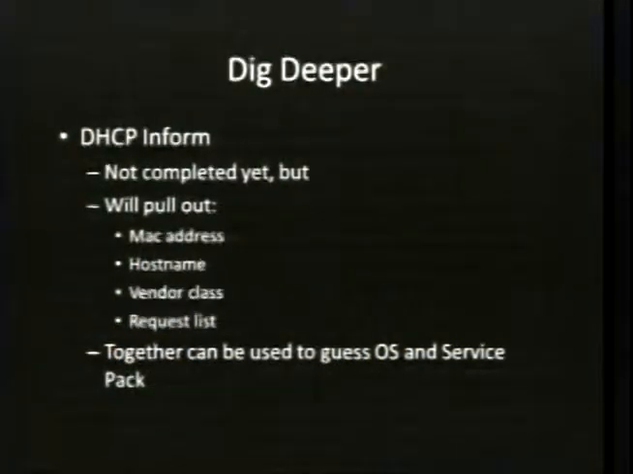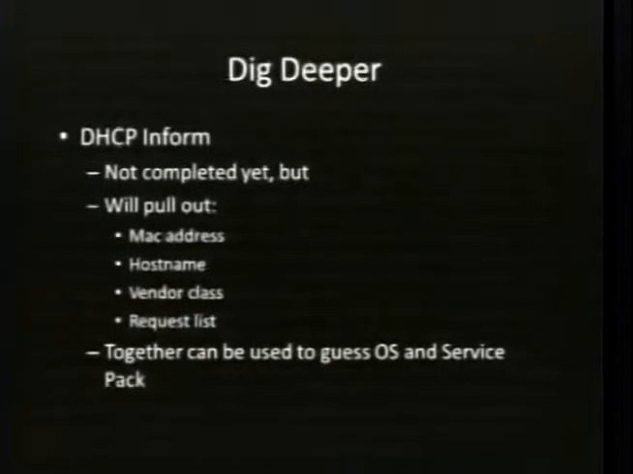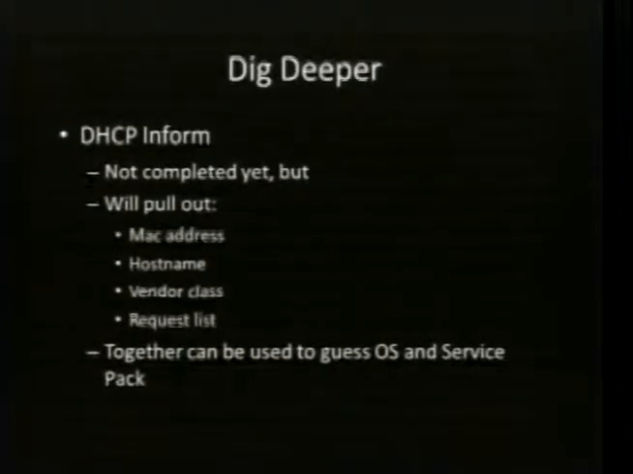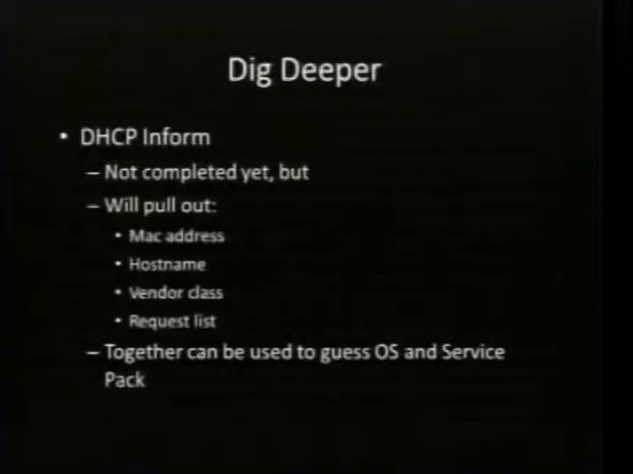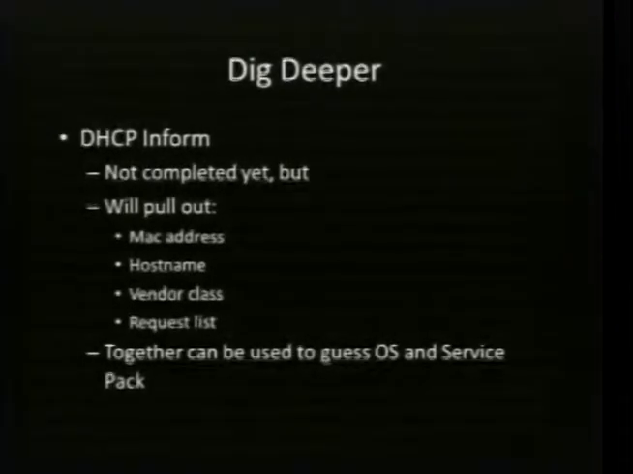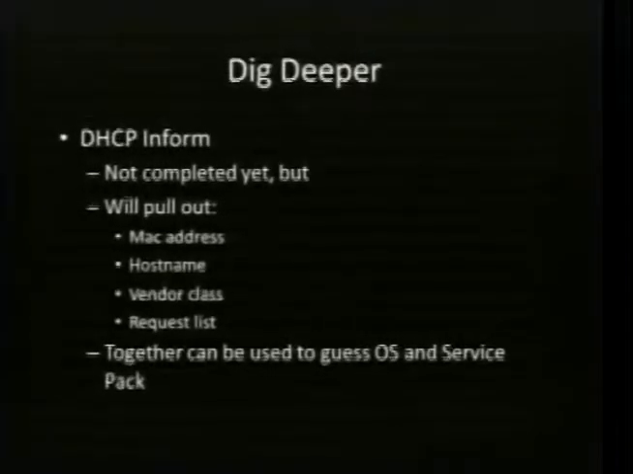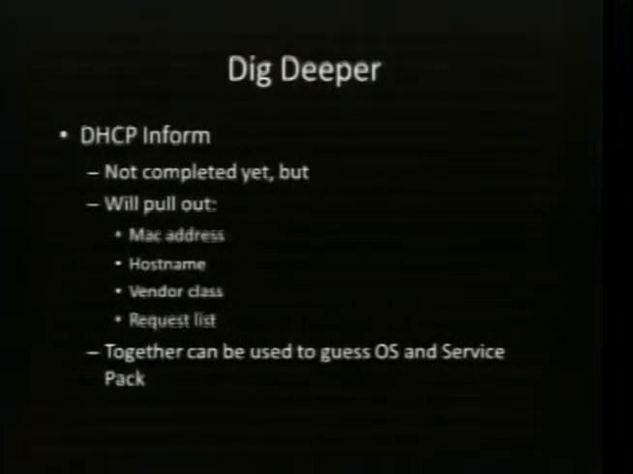So another one is DHCP inform. What DHCP inform does is, once a host has got an IP address, it'll send back out, hey, I got that, that's me now. And it puts out some really fun stuff. First of all, we know the MAC address and associated IP, but it also tells us the host name and the vendor class. And there's also a request list, which is the list of fields that it wants in order to be able to set its information.